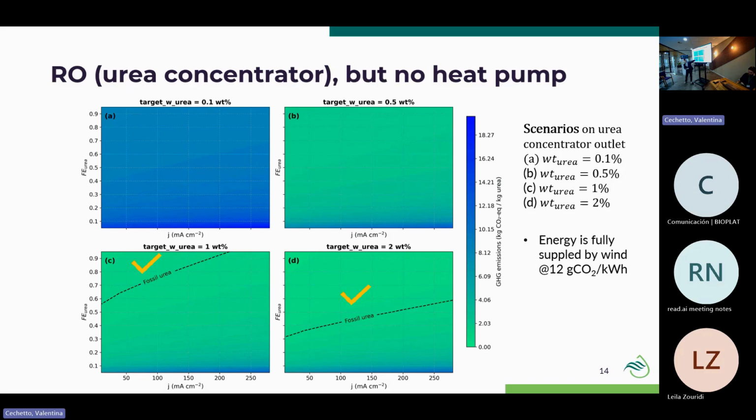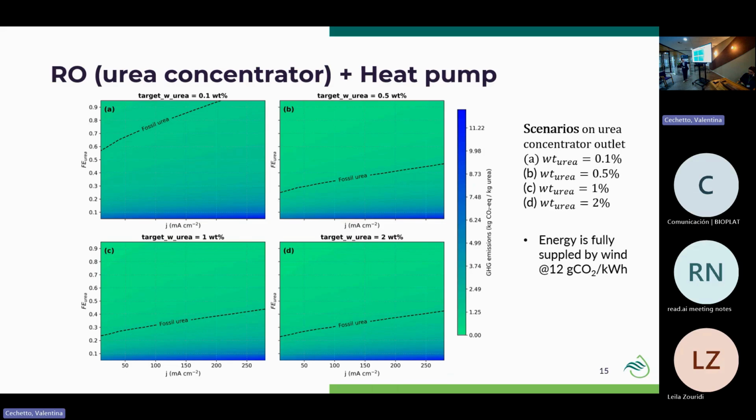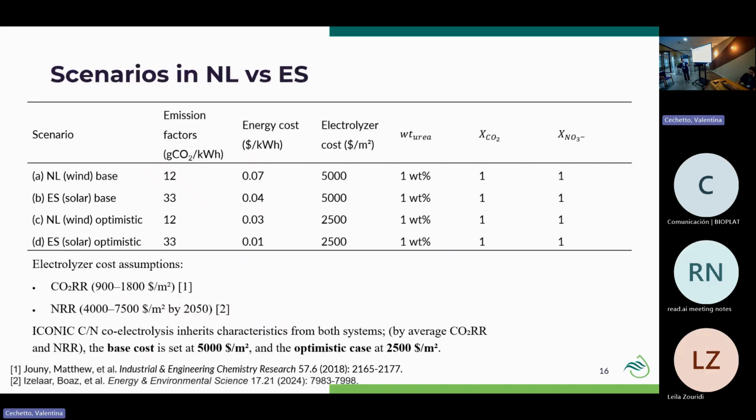Of course, with a higher urea concentration, we can have a more flexible feasible region for the electrolyzer. And with the heat pump, this region can be further increased. Basically, we found that if we reach a urea concentration of 1%, that's a proper concentration after the urea concentrator.